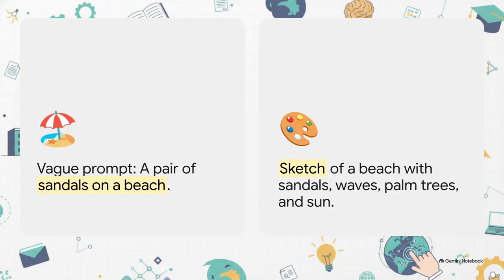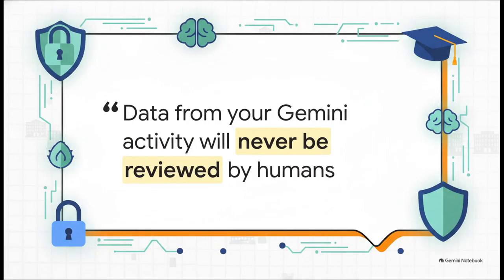Let me give you an example of how this plays out. Say you just vaguely ask Gemini to create an image of sandals on a tropical beach. Well, you might get these giant, bizarre floating sandals taking over the whole sky. But if you refine it, say you ask for a sketch of sandals resting on the sand with gentle waves lapping, palm trees swaying, and the sun just peeking through the clouds, bam! You get a drastically different, totally accurate result. The details absolutely matter.